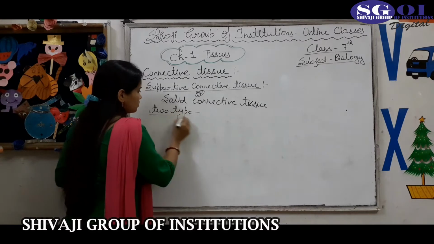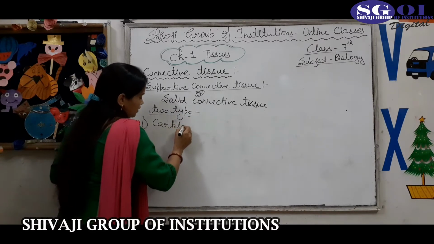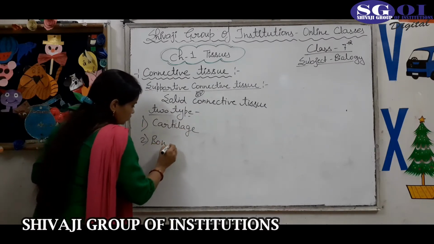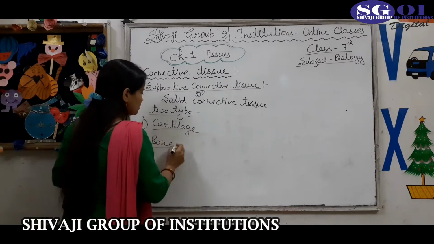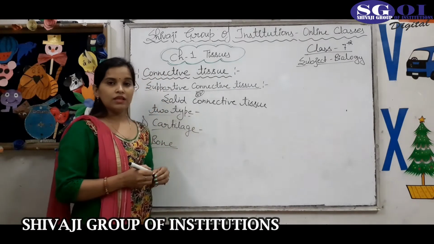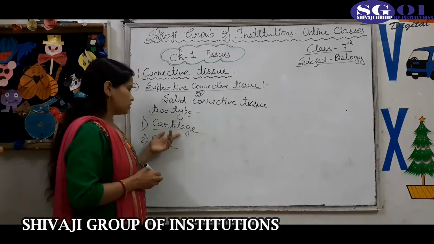So first is cartilage and second is bone. This is of two types. First is cartilage and second is bone. If you talk about the cartilage, it is actually less hard than the bones.